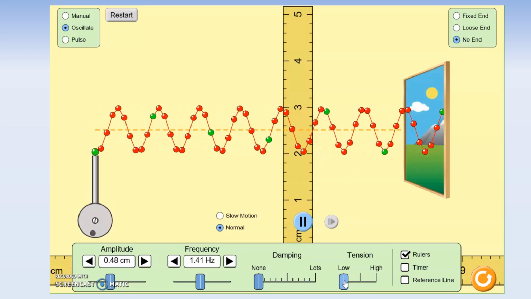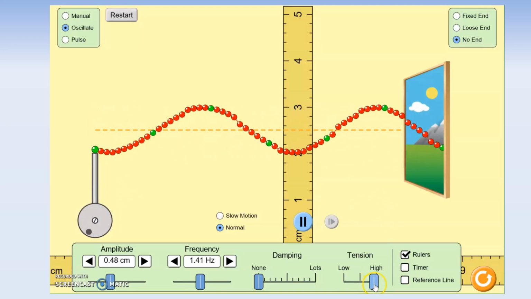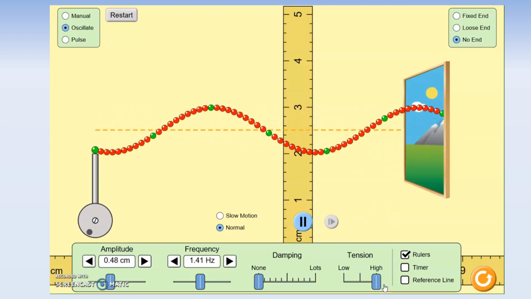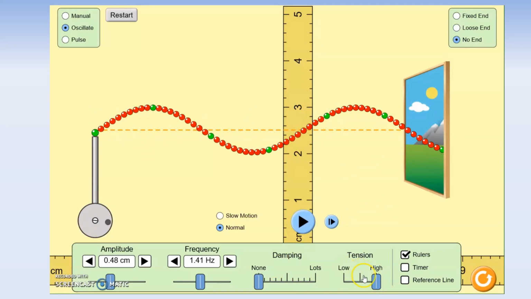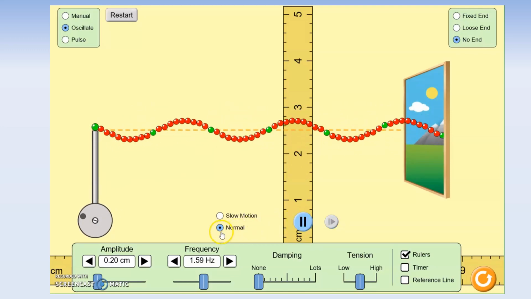Let's take a look at what happens as we increase the tension. You can see here as we increase the tension, clearly the wave speed increases, and more energy is crossing that ruler per unit time. So that is one of the factors. Let's take a look at a second factor, which is the amplitude of the wave itself. In this case, we will start by looking at a small amplitude wave. And remember that the amplitude of a wave is a direct measure of the energy.